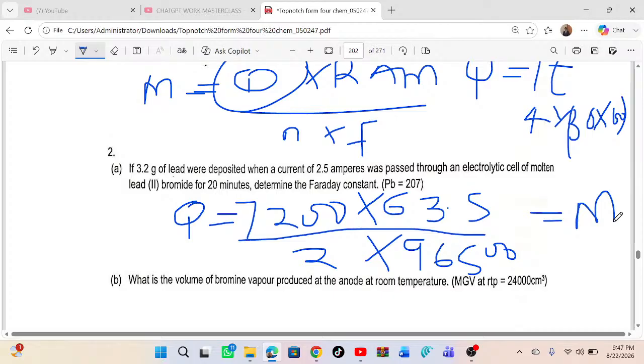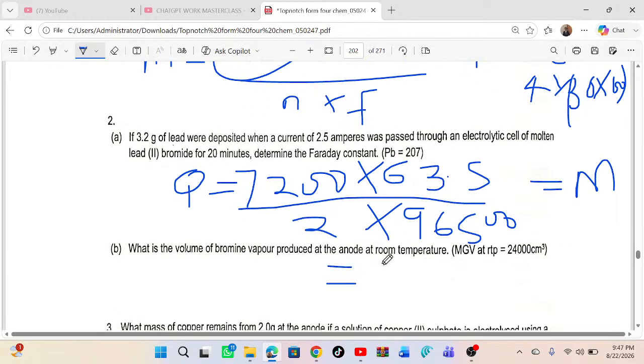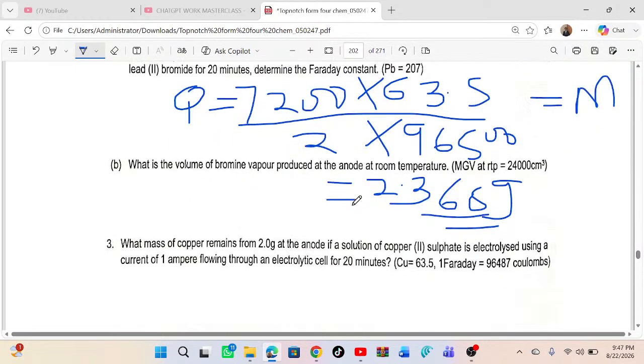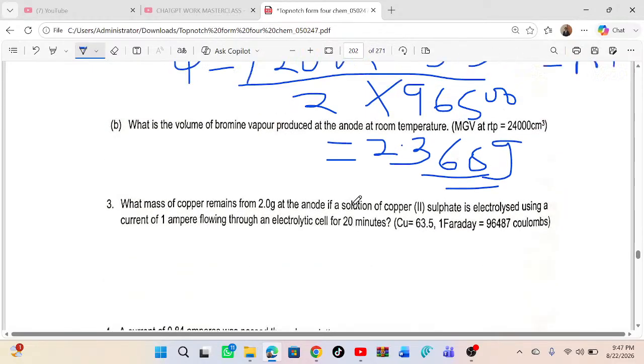So tunaweka tu calculator, tunasema 7,200 times 63.5, then divide by 2, divide by 96,500. Then we get 2.36 if I'm not wrong. Kama niko wrong, unaweza fanya tu baadaye, lakini just this is the concept. 2.368 gram. So that's all about the topic of electrochemistry.